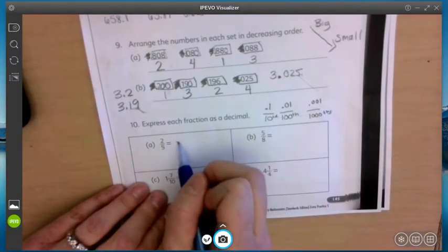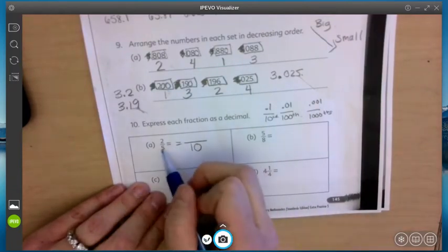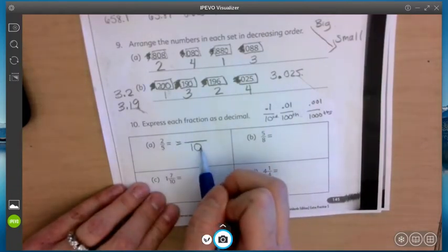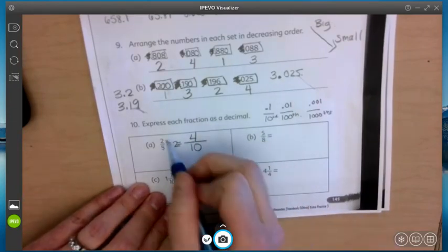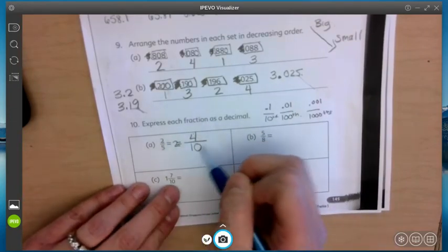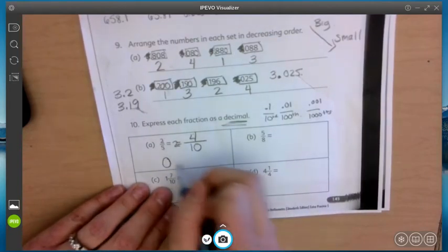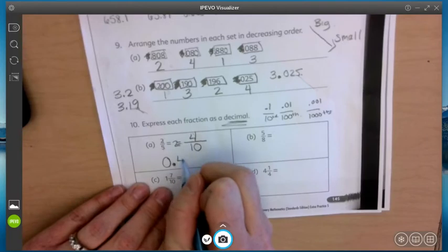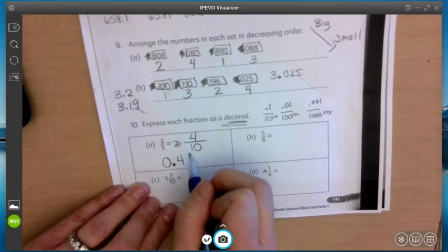So I'm going to try to switch this denominator over to 10, 100, or 1,000. Well, I can see that 5 easily goes over to 10. So 5 times what is 10? 5 times 2. So 2 times 2 is 4. So 2/5 is the same as 4 tenths. Now to write 4 tenths as a decimal, you could put the 0 there if you want, but it's 0.4, which is 4 tenths, 0 and 4 tenths.